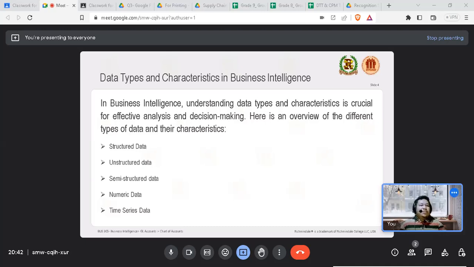So numeric data forms the foundation of quantitative analysis in business intelligence. Its accurate representation, analysis, and interpretation enable organizations to gain valuable insights, make informed decisions, drive business performance. Then the last one is the time series data.